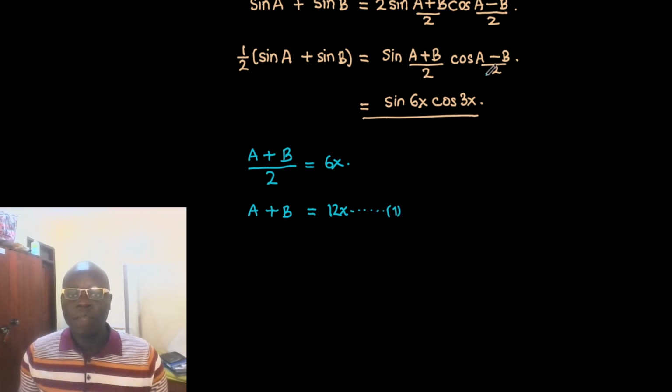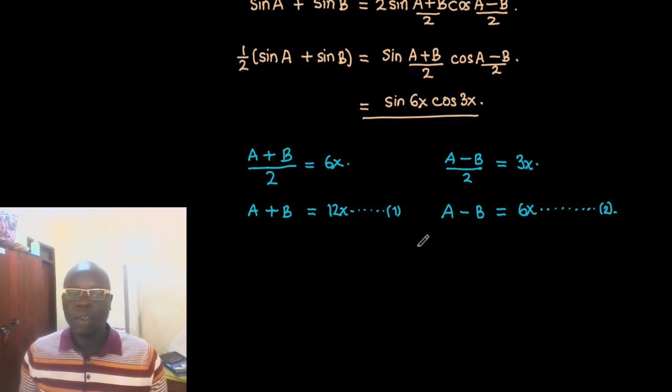Then let's do the same to the next angle here, because we have cos and cos, so we can compare our angles. So we have A minus B over 2 equals 3x. So multiplying also by 2, we get A minus B equals 6x. So we can also call this one equation number 2.